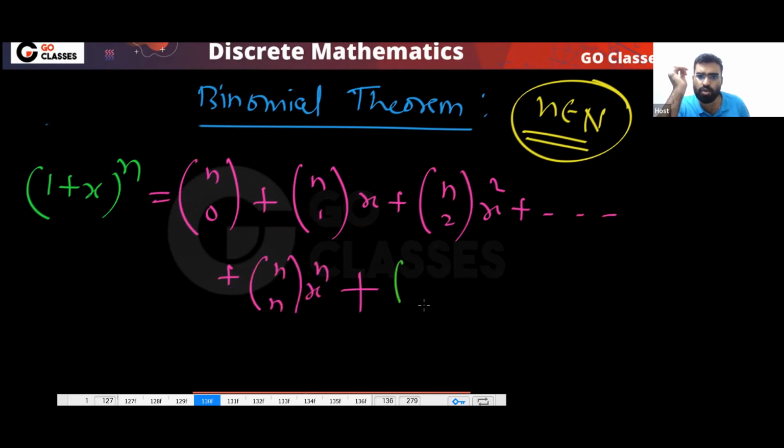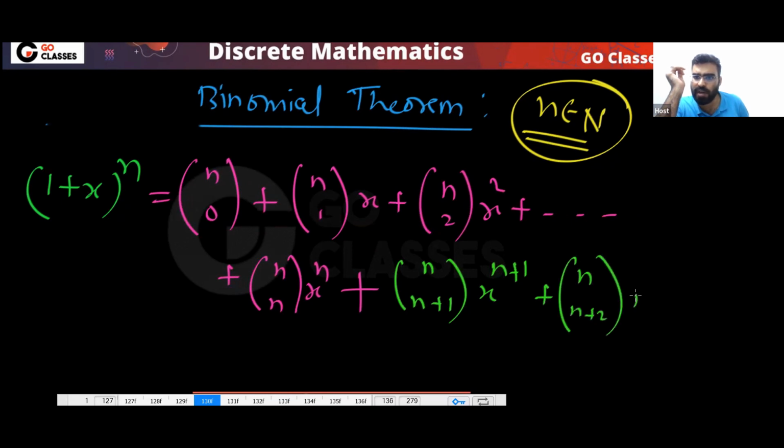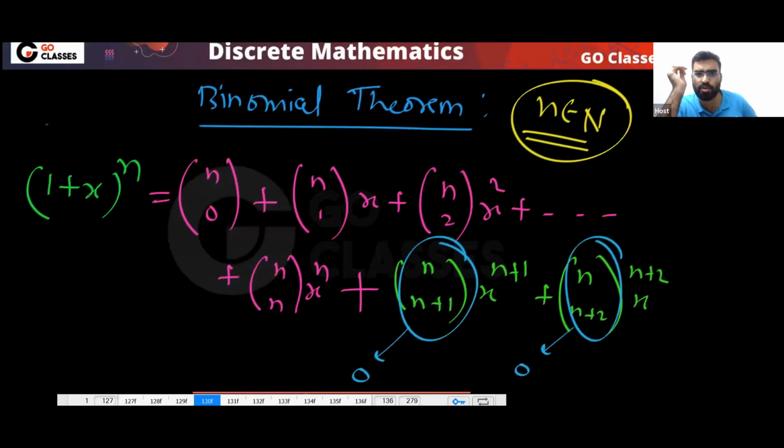You can write like this, there is no problem. It will keep going. Why will it keep going? Because all the remaining terms will become 0. Is this clear? You will get all zeros.